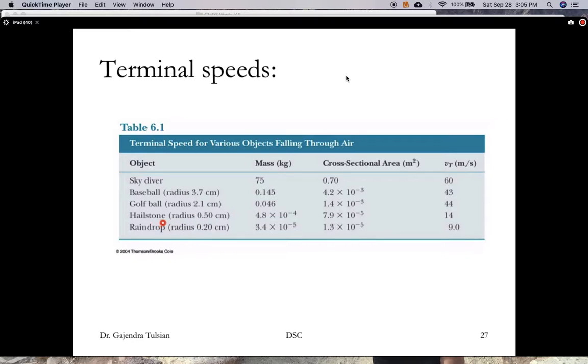Hailstones falling have a terminal velocity of 14 meters per second. That's close to about 30-35 miles an hour, and so hailstones can be dangerous. You probably don't want to go for a walk during a hailstorm. Raindrops, on the other hand, have a terminal velocity of 9 meters per second, and walking in the rain would be fine.